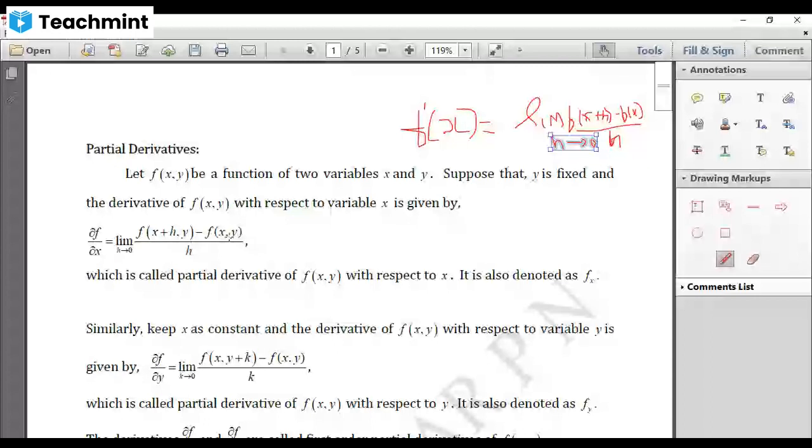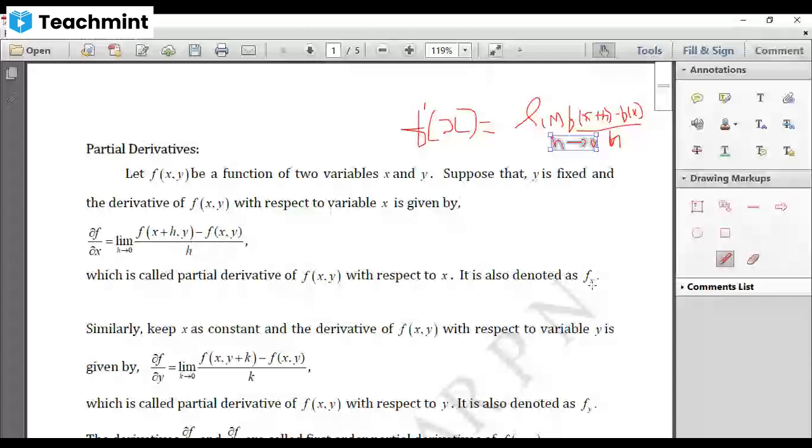So by keeping y as constant, we have found the derivative of this function with respect to x. Hence, this is called the partial derivative of the given function f with respect to x. It is denoted by ∂f/∂x, or simply fx. Because f is the function and you are differentiating with respect to x, fx means the partial derivative of f with respect to x.